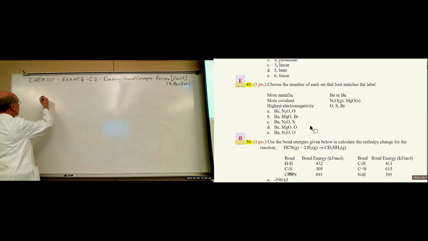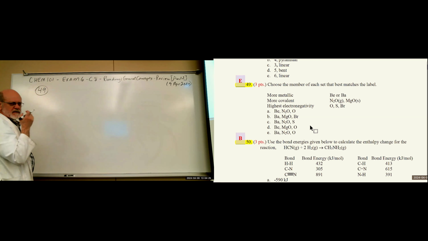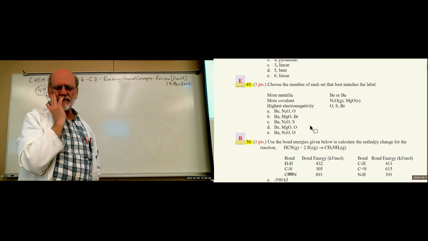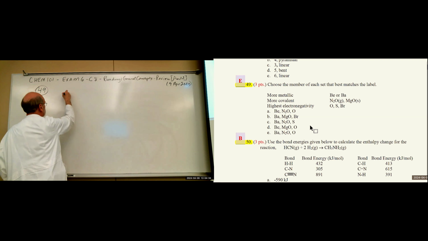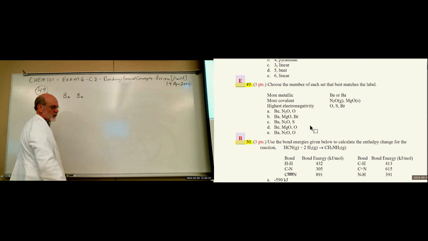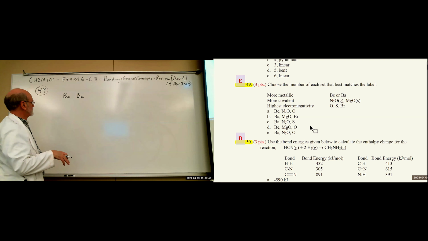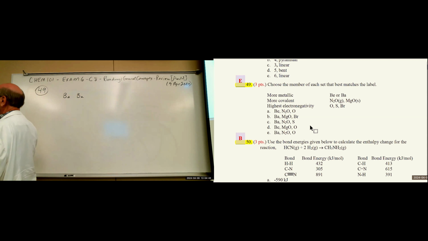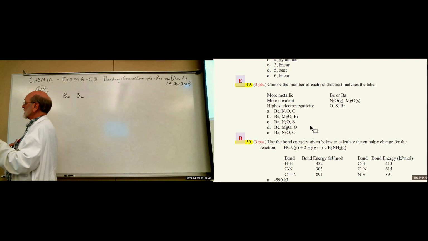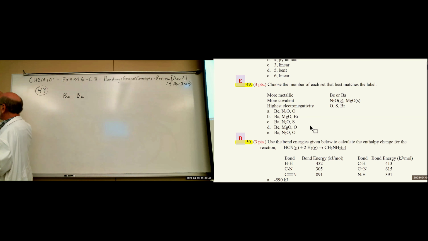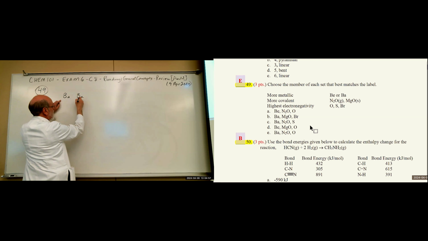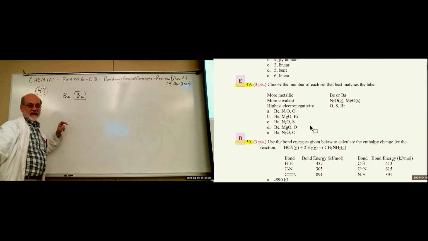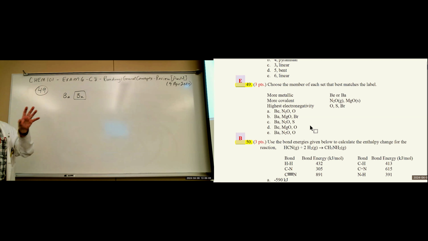Okay, 49. Choose the member of each set that best matches the label. Okay, we've got beryllium and barium, and we want to know the more metallic. Repeat: the more metallic an element is, the lower its electronegativity. So the more metallic goes from upper right to lower left. Barium is below beryllium, so this one should be more metallic. What we're saying by more metallic is it wants to give up electrons more readily than beryllium does.